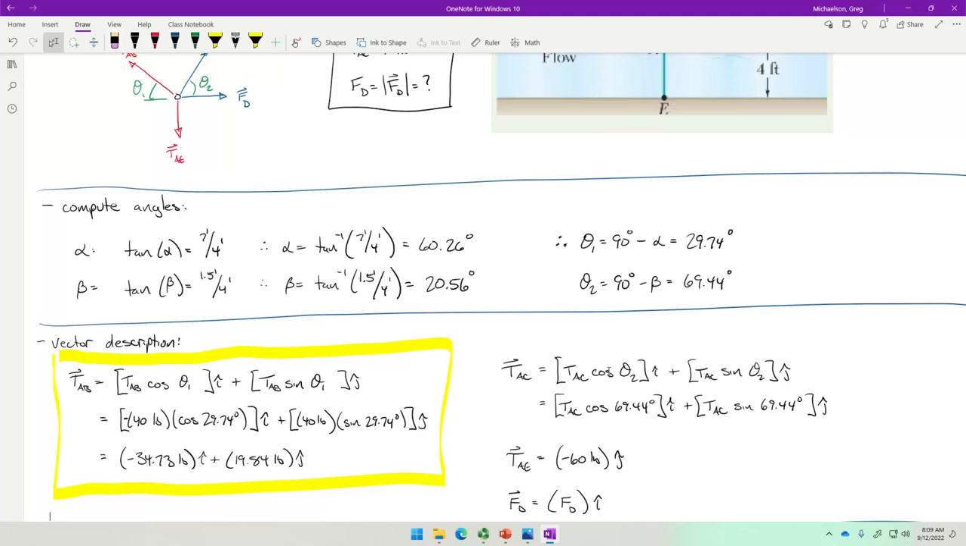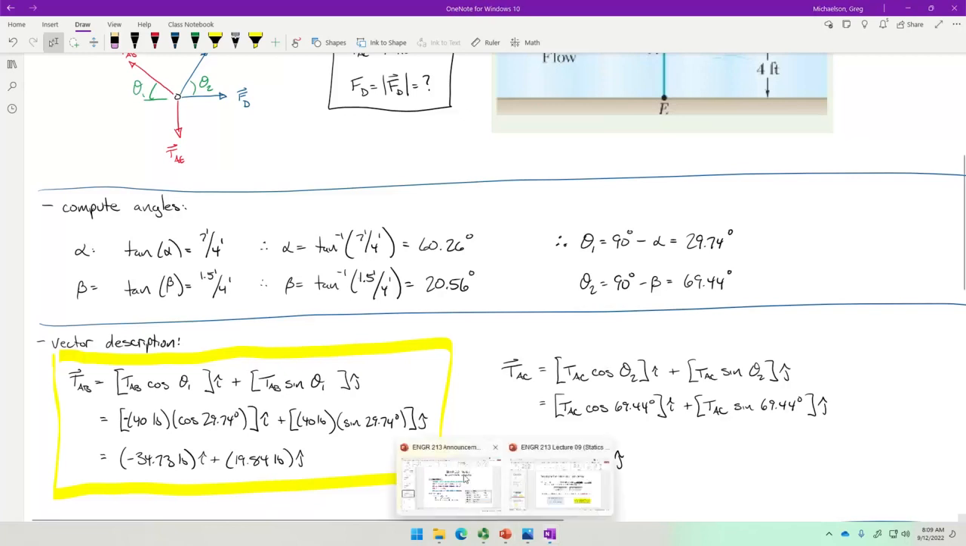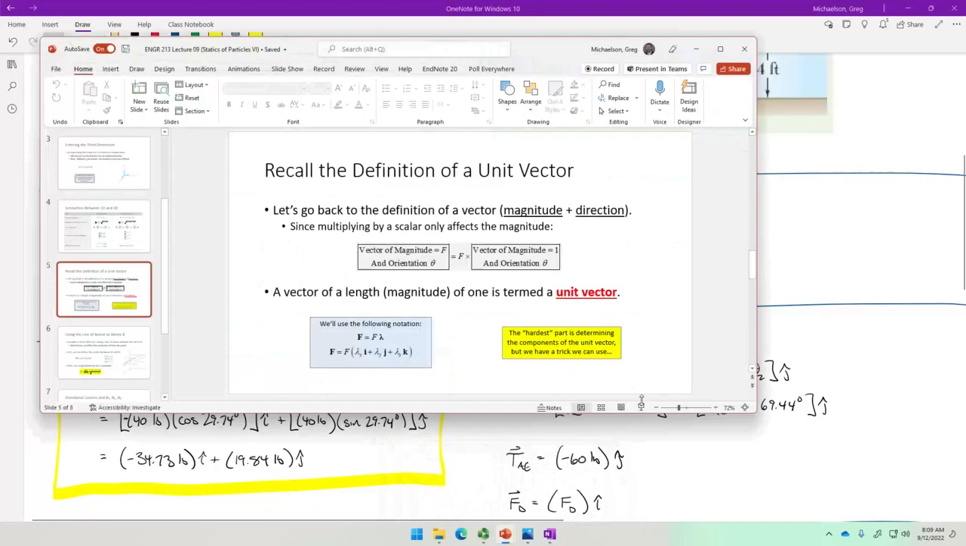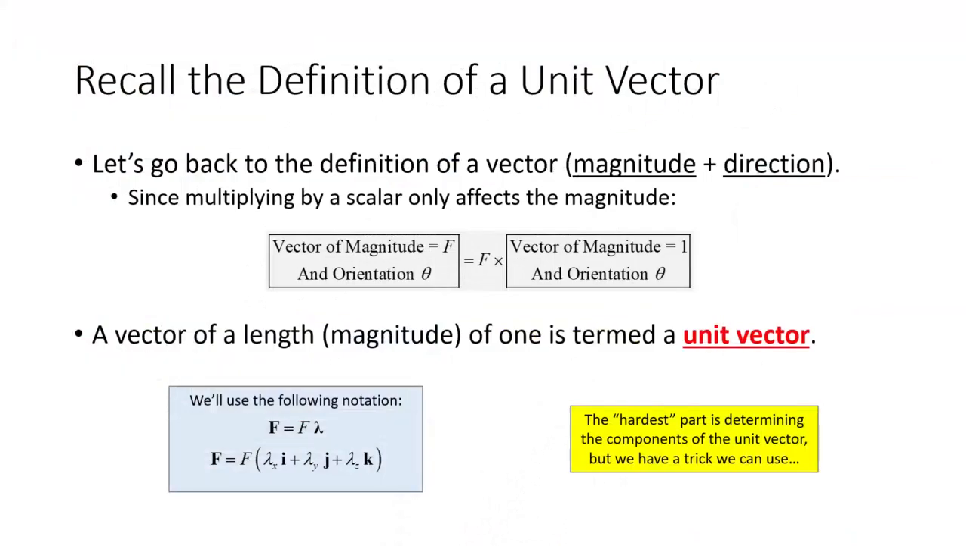Make sense? So I propose that a way of expressing vectors is to factor out the magnitude and separate our magnitude and direction, okay? We had talked about this a little bit last time, and we used this expression to serve as the basis for defining ijk.